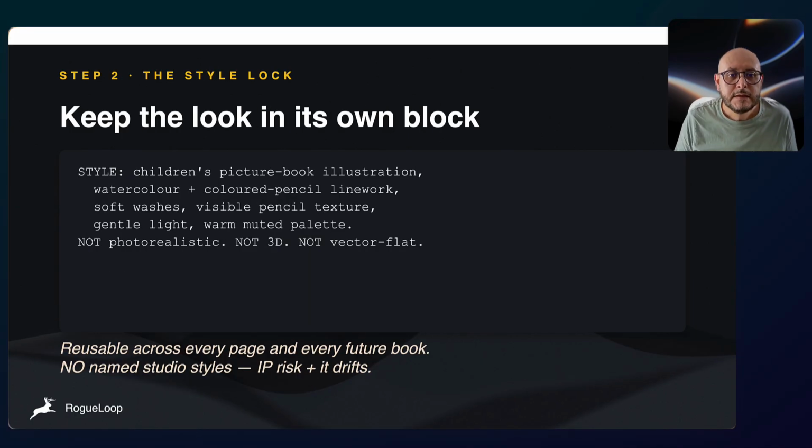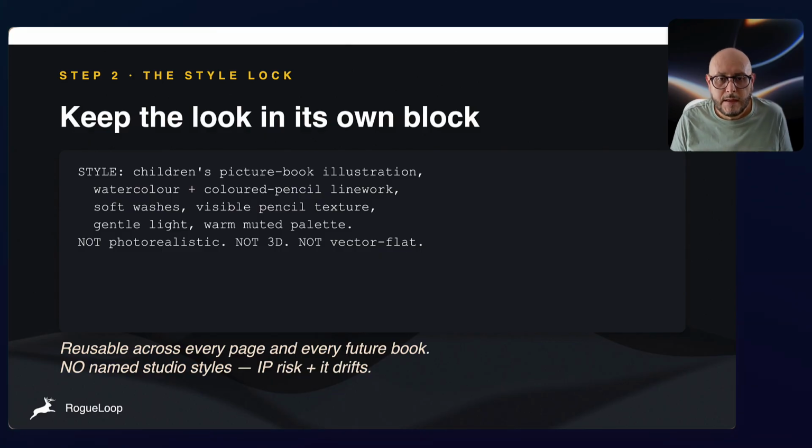Number 2, you need to keep the style. You need a style log. And that should be a separate block. And never name a studio like Pixar or Disney. It drifts. And also it may be an IP problem the moment you start commercializing some of those images, if you have to. In this case, for example, it's a children's picture book illustration with a watercolor plus color pencil light work, right? I don't want 3D information.